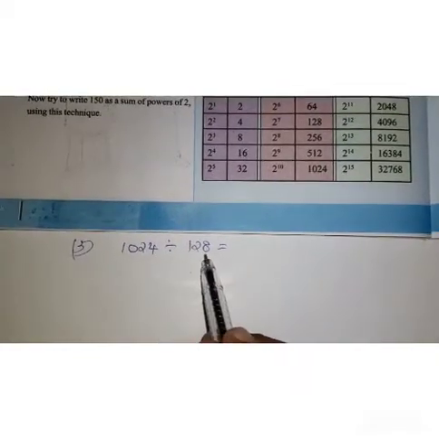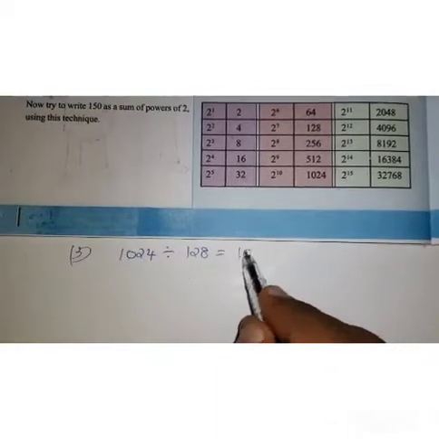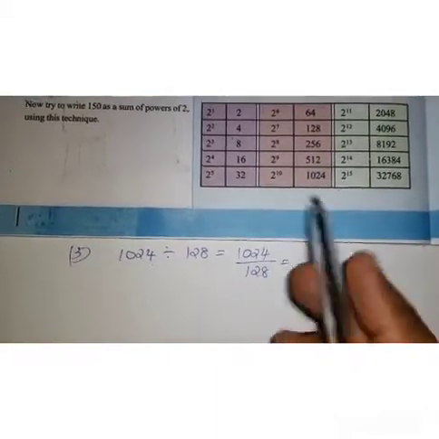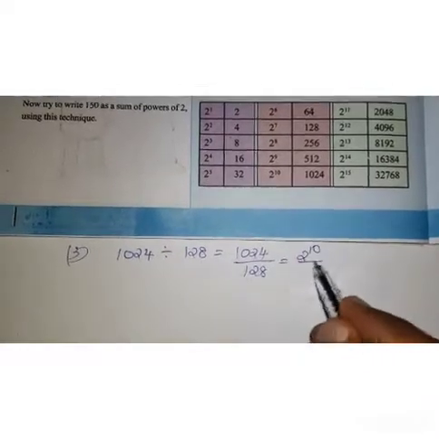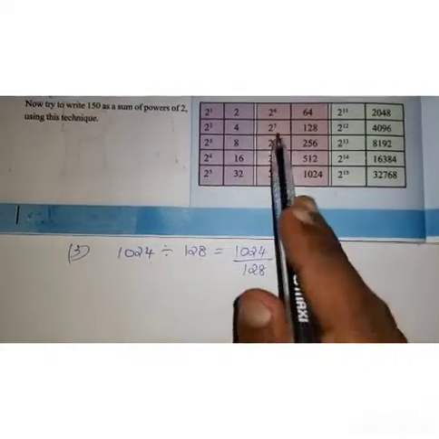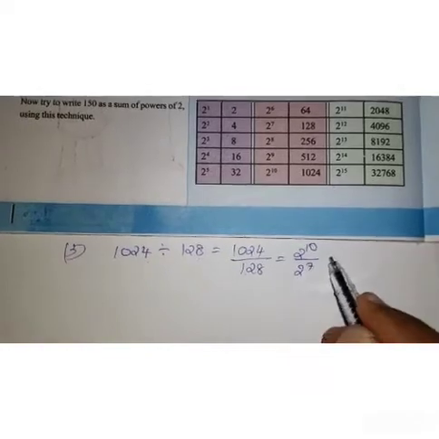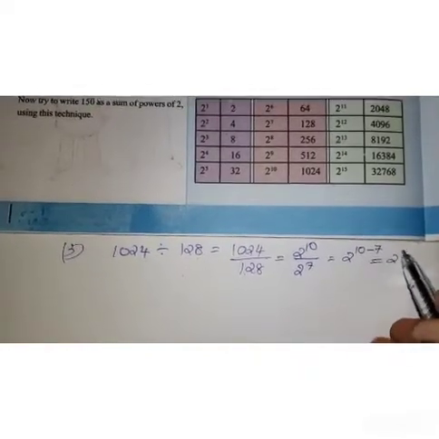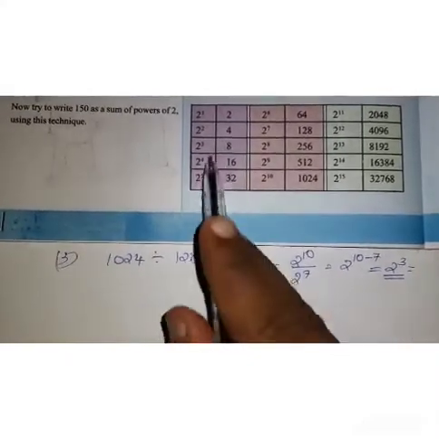1024 divided by 128. 1024 is 2 raised to 10. 128 is 2 raised to 7. So 2 raised to 10 minus 7. 2 raised to 3. 2 raised to 3 is how much? 8.